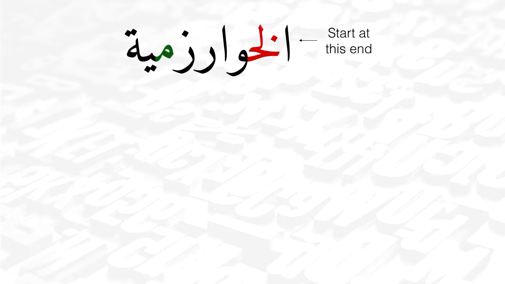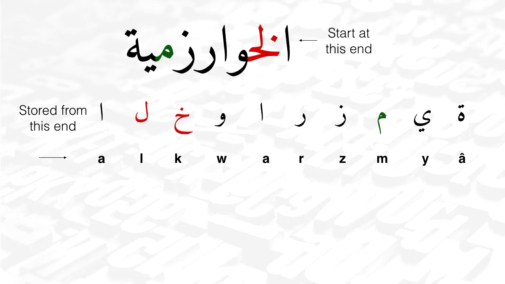Arabic is a right-to-left language, so we start at this end. But when we actually type the thing in, we type it the way that we say it, A, L, K, and so on. And it is stored the way that you type it. It's stored in logical order. So you have this idea that there's a logical order and there's a display order, and they might not be the same.